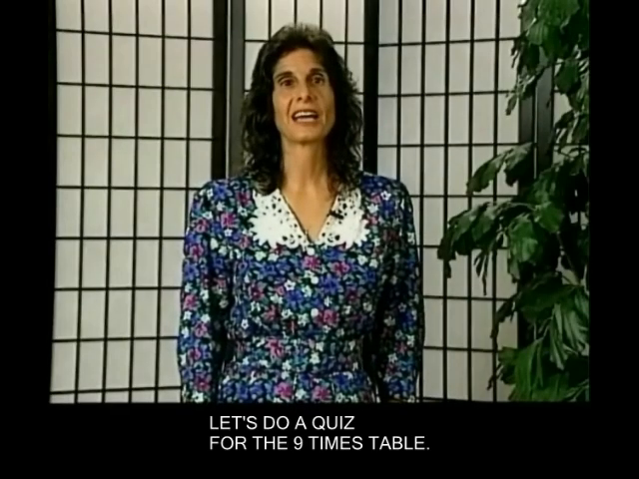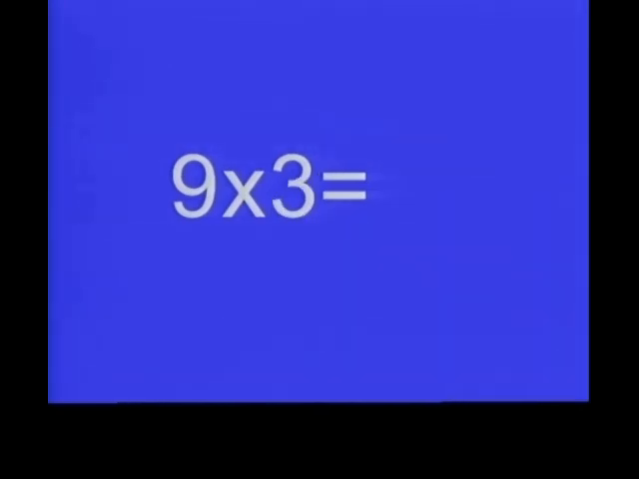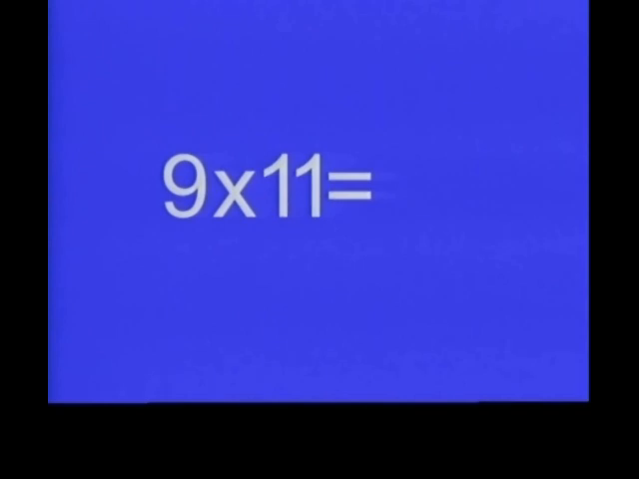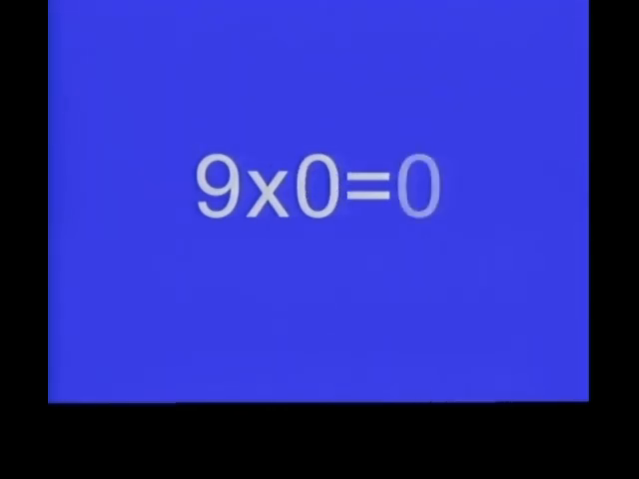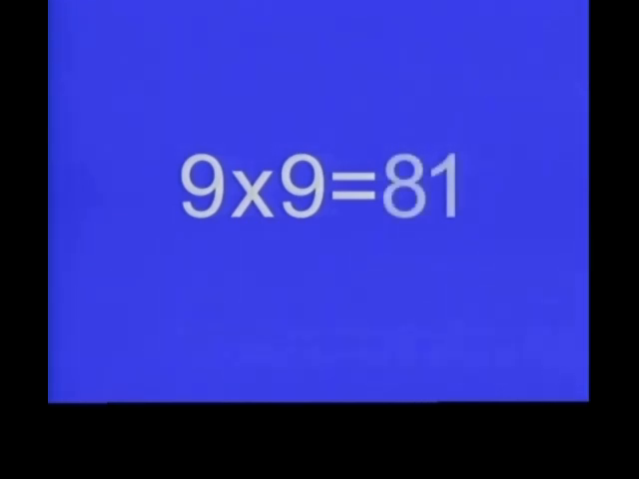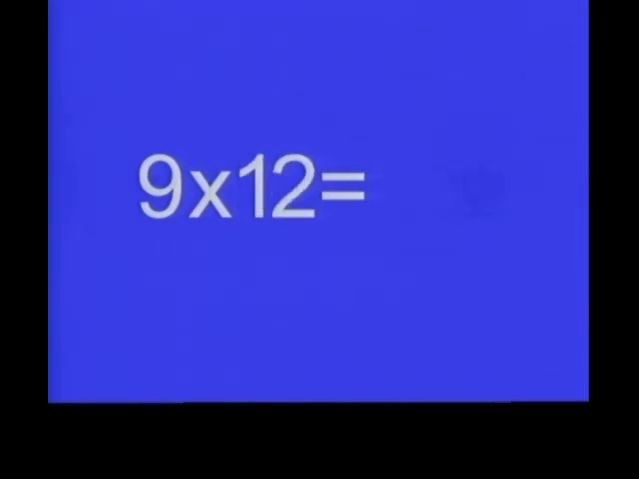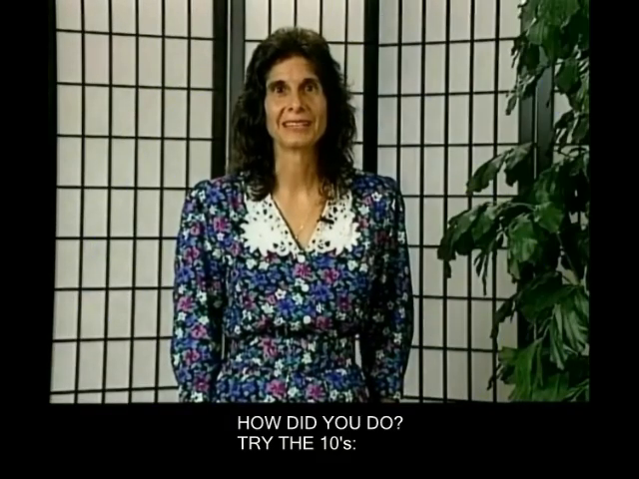Let's do the quiz for the 9 times tables. 9 times 2, 18. 9 times 3, 27. 9 times 5, 45. 9 times 7, 63. 9 times 11, 99. 9 times 6, 54. 9 times 0, 0. 9 times 1, 9. 9 times 9, 81. 9 times 10, 90. 9 times 12, 108. 9 times 4, 36. How did you do? Try the 10s.